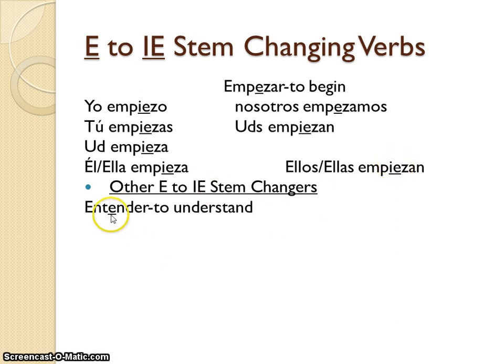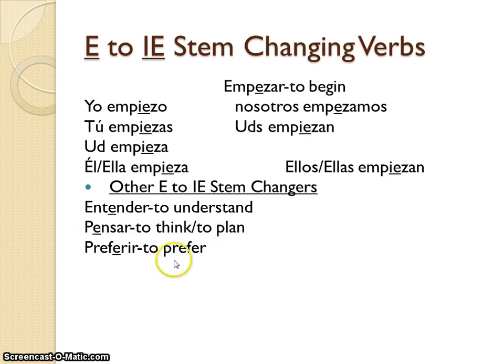So one is entender. Again, there's two E's. It's the second E. This one means to understand. Pensar means to think or to plan. Preferir, again with two E's in its stem, so it's the second one, means to prefer, just like what it looks like. Querer, a very important one to know, means to want. Okay, yo quiero Taco Bell, you've heard that old commercial.